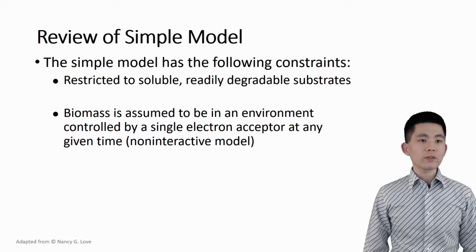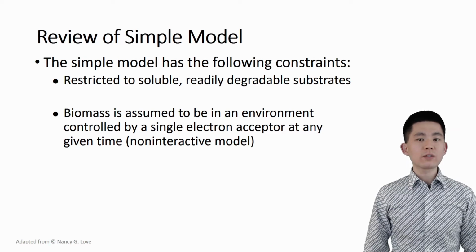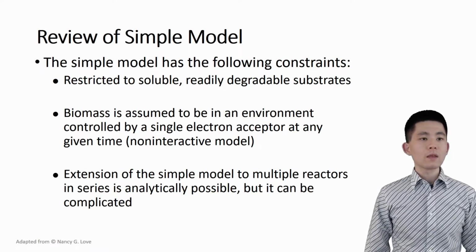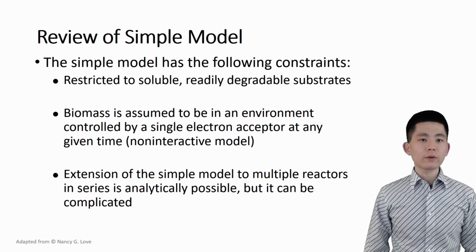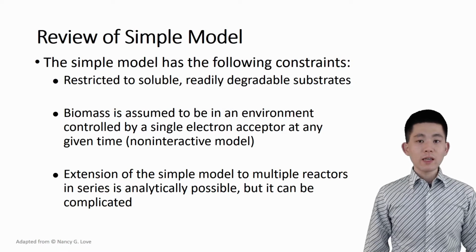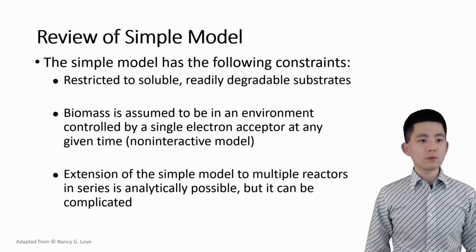The simple model is a non-interactive model, meaning that there is assumed to be only one electron acceptor, typically oxygen. In real life, there are multiple electron acceptors and nutrients existing in the reactor, utilized by those interdependent and interactive microbial communities. Lastly, as I have covered in the last course, it is difficult to use the simple model to describe multiple reactors in series, because it is difficult to unify the system-wide SRT and specific growth rate that are unique to each reactor.